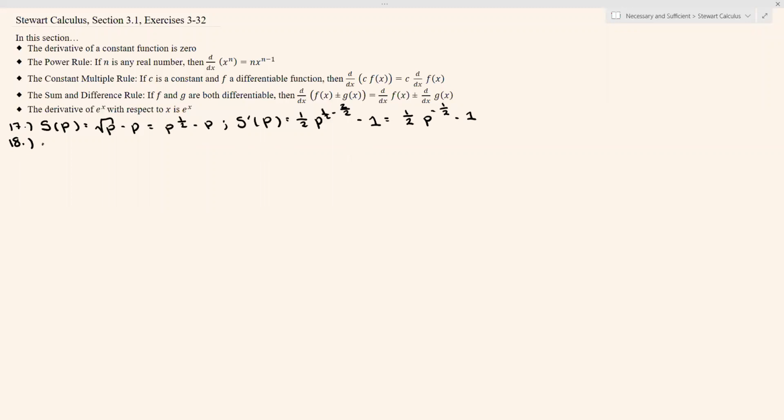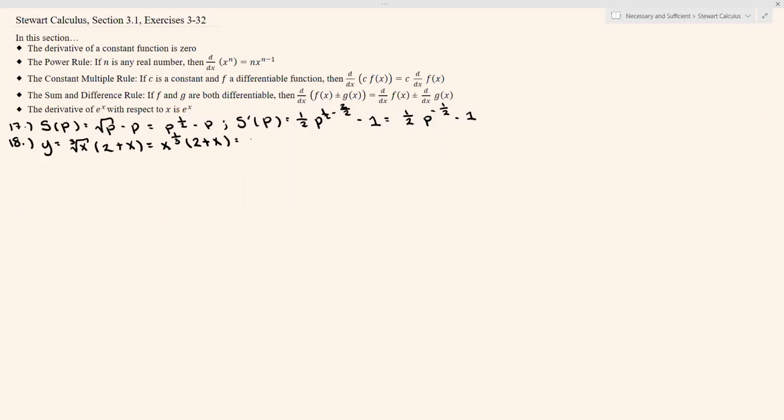Problem 18 is y is equal to the cube root of x times 2 plus x. So there's two things I'm going to do. I'm going to rewrite this cube root of x as x to the power 1/3, and then I'm going to distribute. This is x to the 1/3 times 2 plus x.